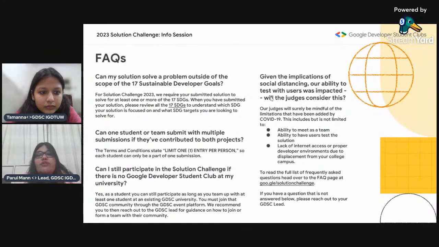Now, moving on to the FAQs as to who can and cannot participate in this challenge and what the structure is going to be like. Can my solution solve a problem outside the scope of the 17 goals? No, it cannot. But the 17 SDGs are so wide that any problem you come up with, you'll be able to fit into one or two or more of these SDGs, so that shouldn't be a problem. Can one student or team submit multiple submissions? No, you can only be part of one team. You cannot do multiple submissions or be part of multiple teams.